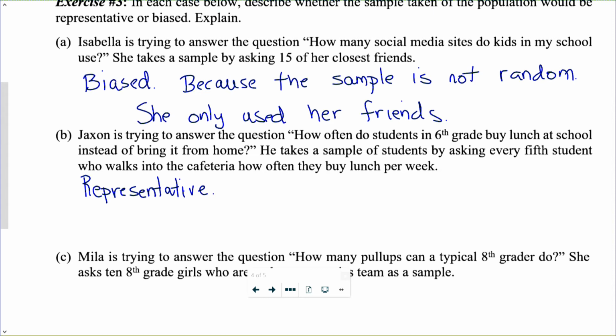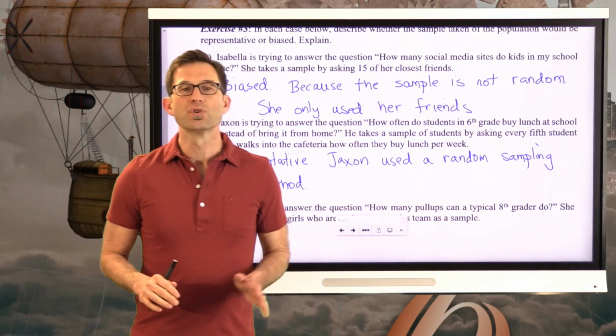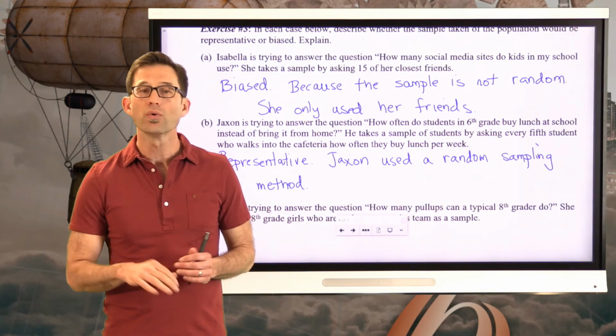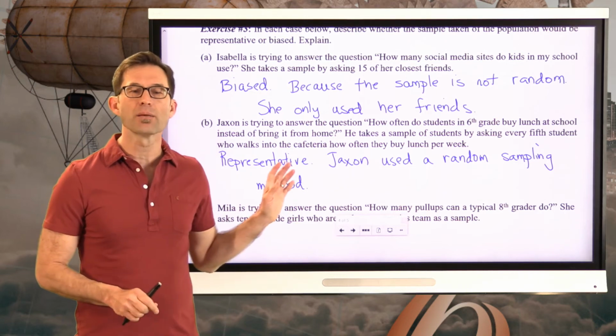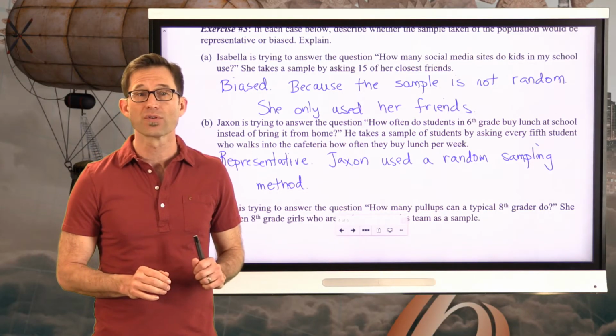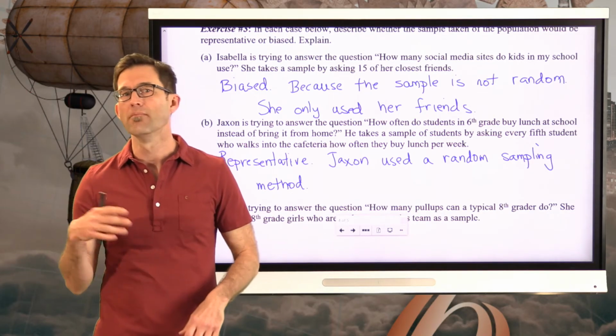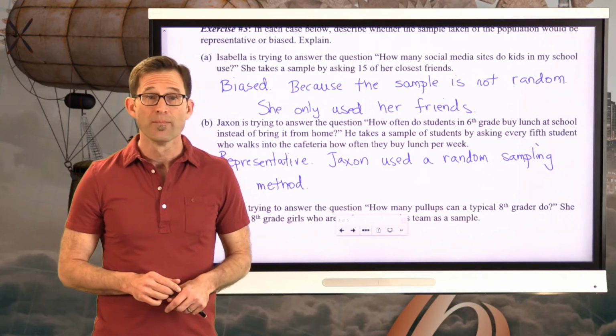Okay, and it's going to be representative because Jackson used a random sampling method. So picking every fifth student is a very good kind of random sampling method. You'd want to be wary if Jackson simply asked the first 20 people who walked into the lunchroom, because that might be a problem. Maybe the people who get to the lunchroom first really want to get in line for the hot lunch, and maybe people who bring their lunch mosey and get to the lunchroom a little bit later. So you wouldn't want to do that.